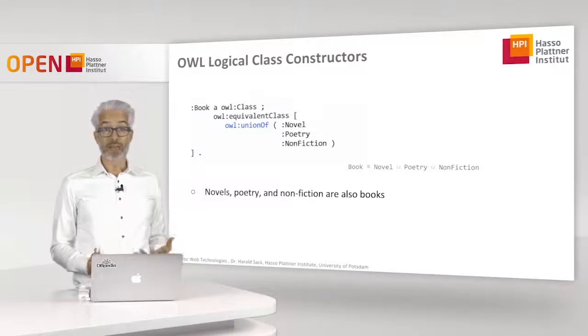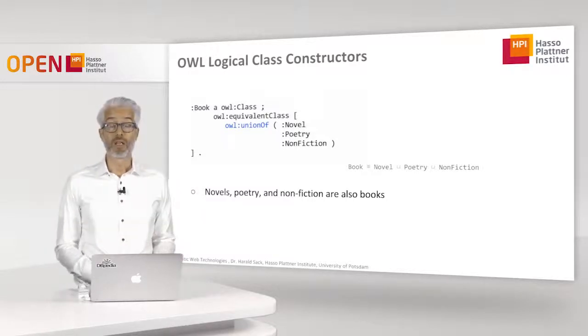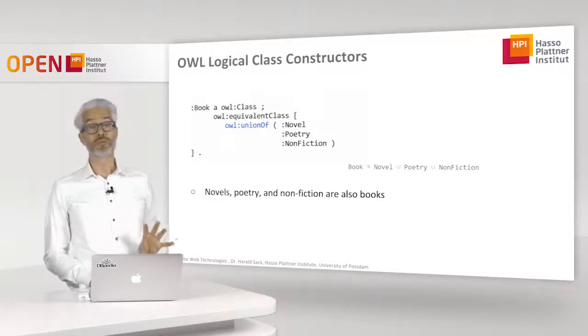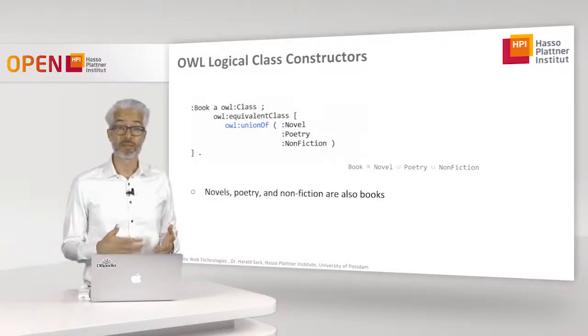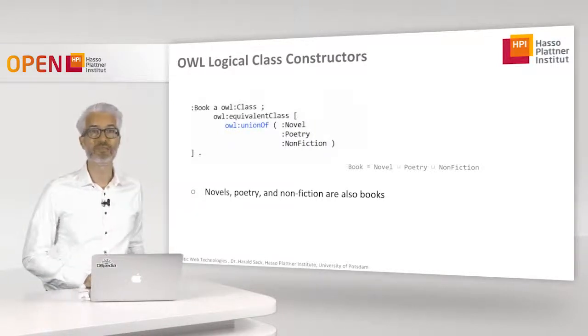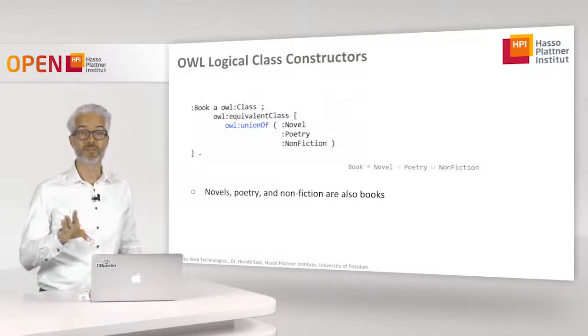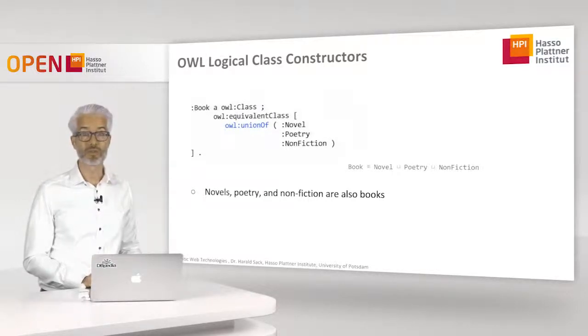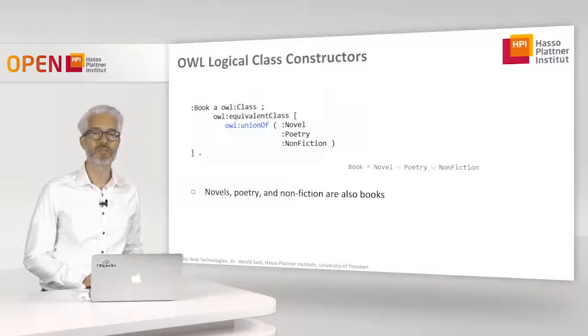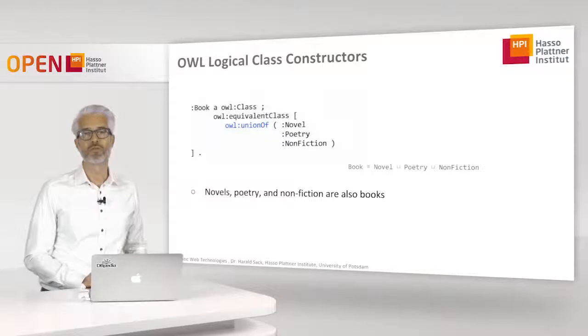In the same way, I can also define logical disjunctions, with the help of the keyword owl:unionOf. And this here is another kind of class definition. Here I use explicit class equivalency. So if you look here at the description logics, again, I define Book is equivalent to Novel, disjunctively combined with Poetry, disjunctively combined with NonFiction, which means Book is Novel or Poetry or NonFiction.